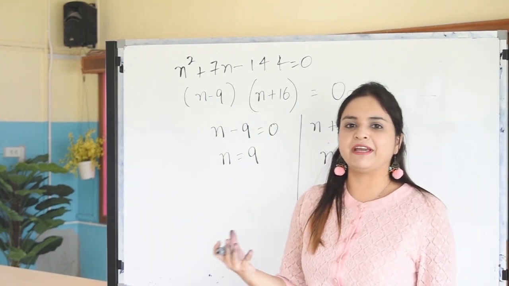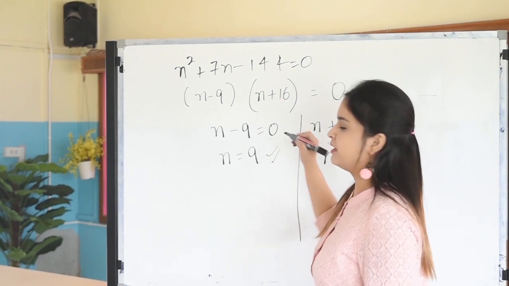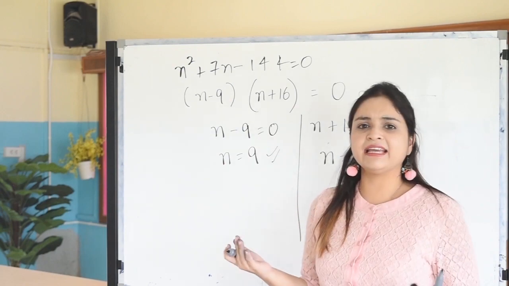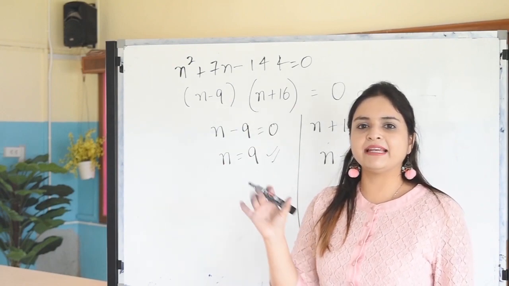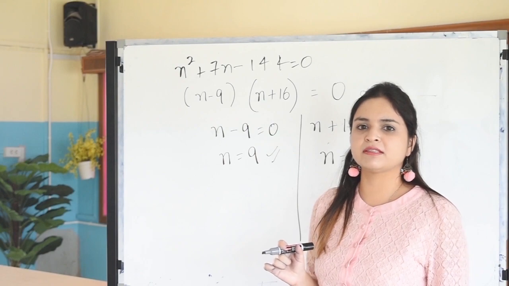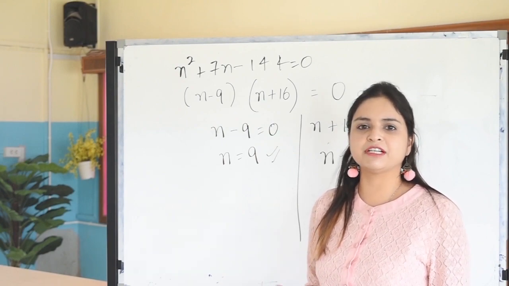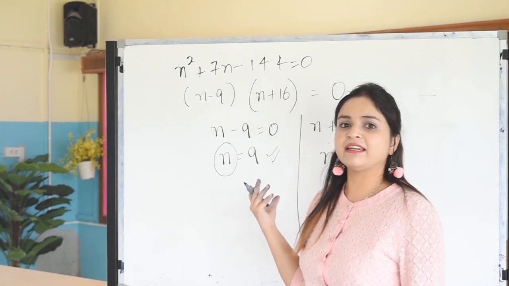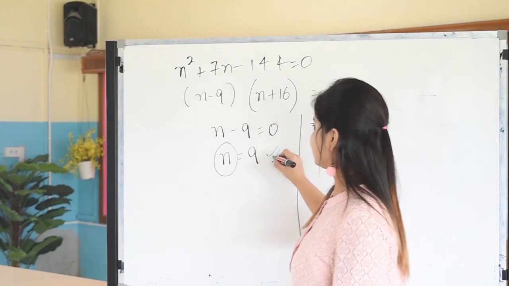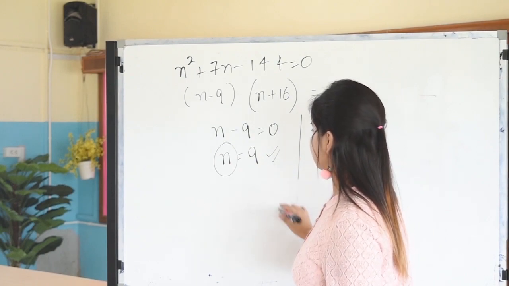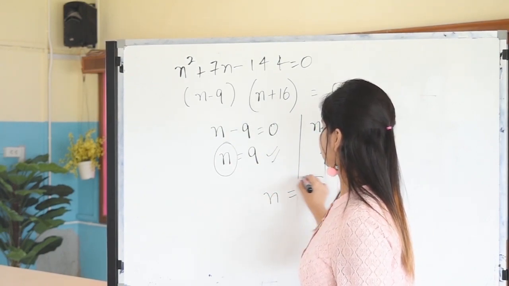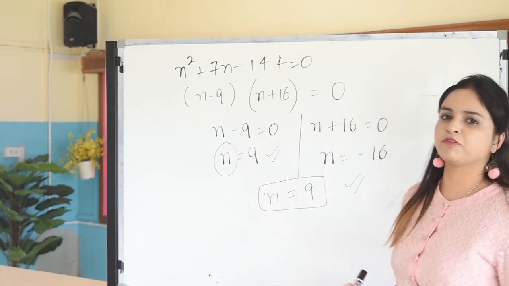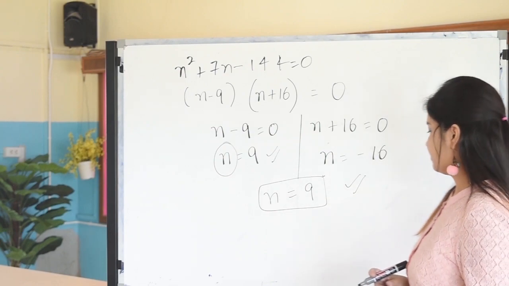Now, the value of n is always positive. Why? Because the number of terms cannot be negative. Can I say I have minus 10 terms in a sequence? Can I say I have minus 5 terms in a sequence? No. The number of terms can never be negative. So in this case, my answer is n is equal to 9. Like this, you can solve many other examples.